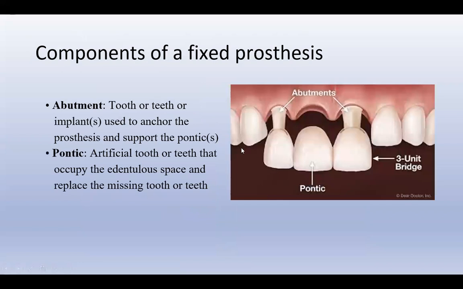And then, like we talked about the different parts of the tooth, we have the abutments, and we learned about abutments on an implant, but these are the abutments on a bridge, and these can be a prepped tooth. So a natural tooth can be prepped with this shape to fit the crowns, and they call these the abutments. And then the pontic is the tooth in the middle that has no root with it. So pontic: artificial tooth or teeth that occupy the edentulous space and replace the missing tooth or teeth.